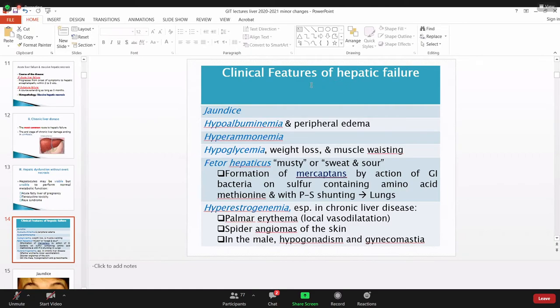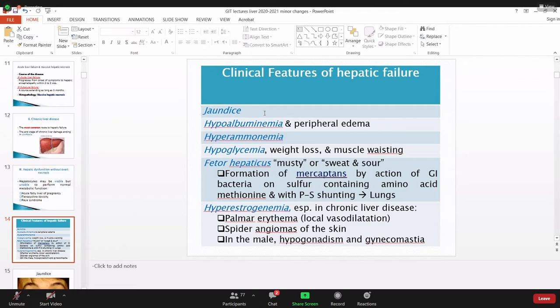Clinical features of hepatic failure: how do patients with hepatic failure present, what are the main manifestations? The first one is jaundice. Jaundice is yellowish discoloration of the skin and the sclera. The first place jaundice appears is the sclera of the eye. Why? Because it's against a white background. If you look at the sclera, the white of the eye, we see yellowish discoloration. That's why it is the first thing to appear in the eye.